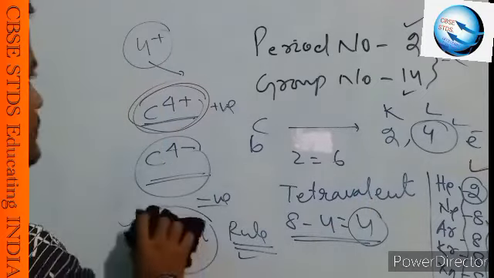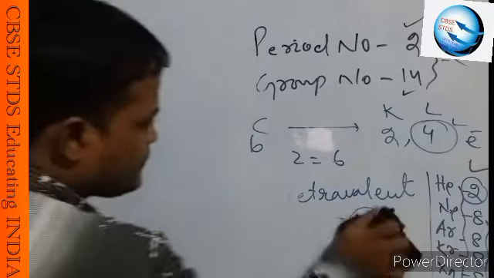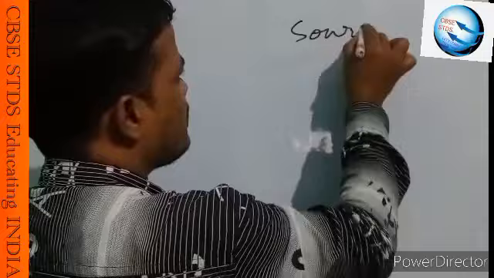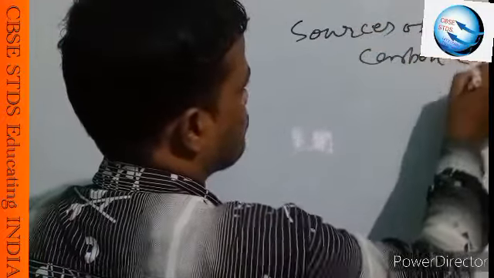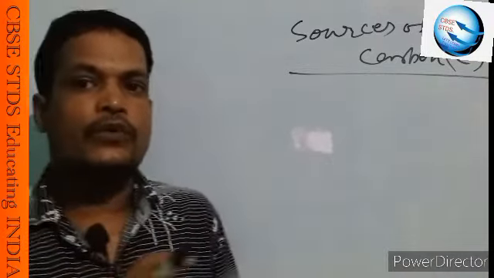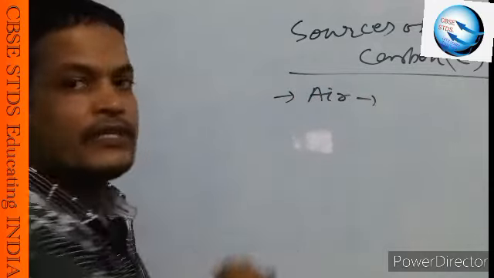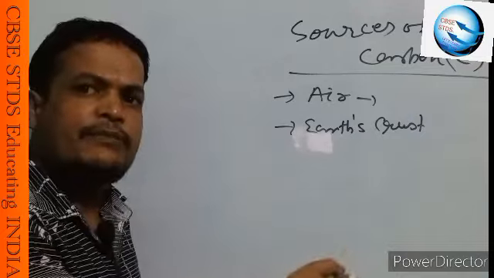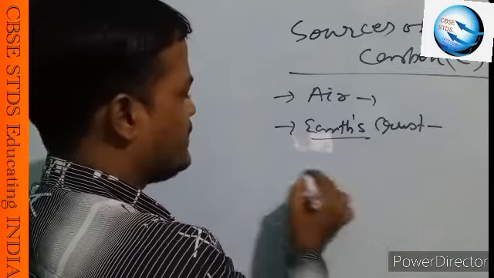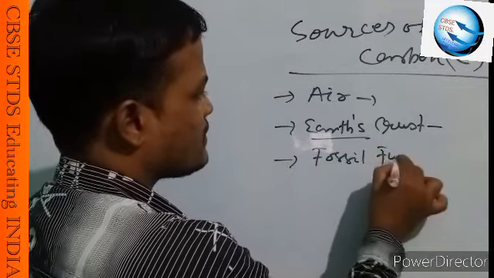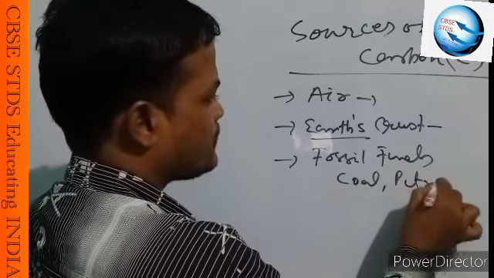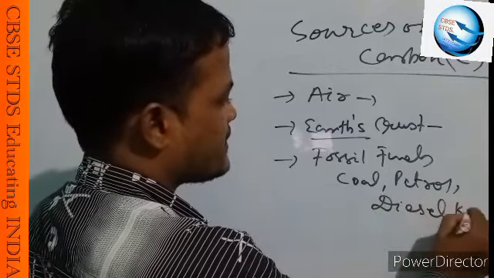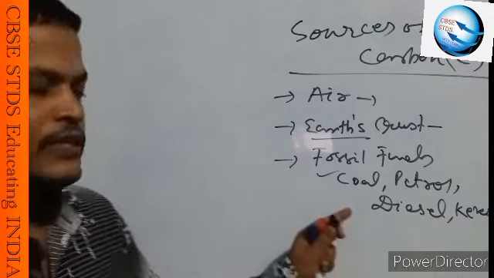Now let us see the sources of carbon. Where can we find carbon? Friends, carbon is found everywhere. It is omnipresent. You can say in the air, you must have seen carbon dioxide gas. You can say the Earth's crust, that may be ocean crust, that may be solid or terrestrial crust. It is present in fossil fuels, like coal, petrol, diesel, kerosene, etc. All these are fossil fuels, and carbon is the most important composition of these fossil fuels.